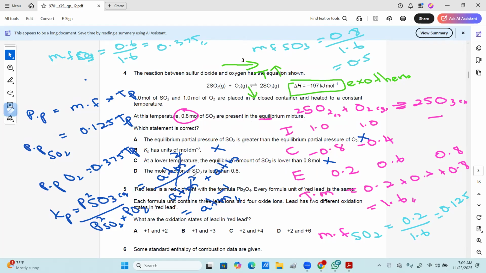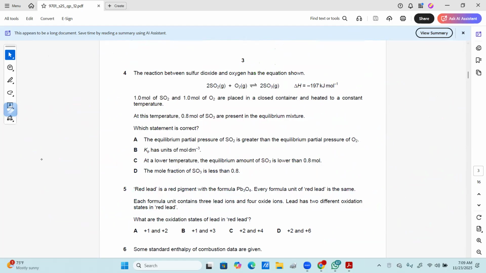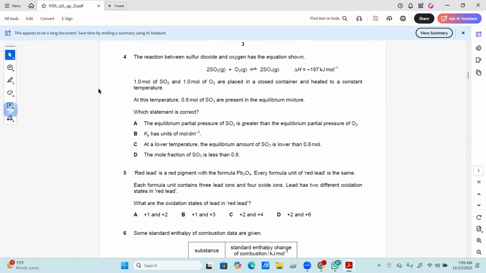The mole fraction of SO3 is less than 0.8. So we got the mole fraction of SO3 as 0.5, which is less than 0.8. That is correct. Then we'll see the fifth one.